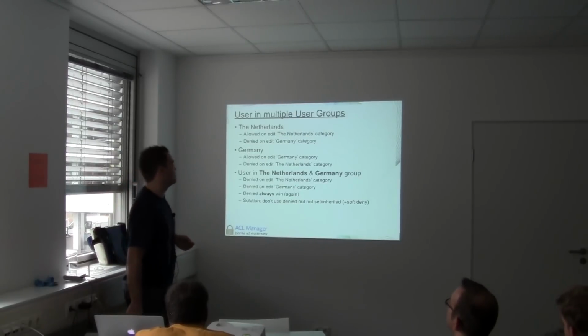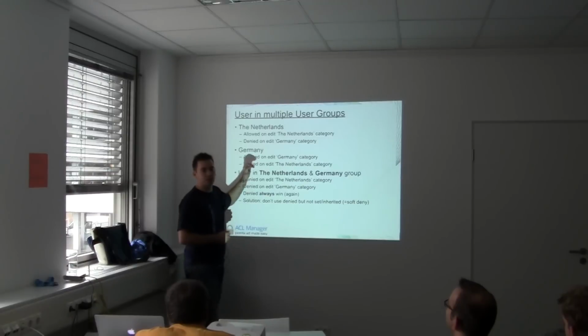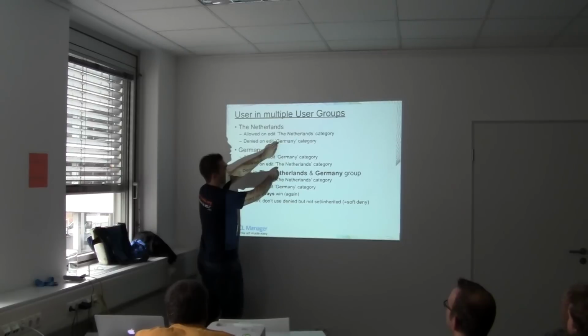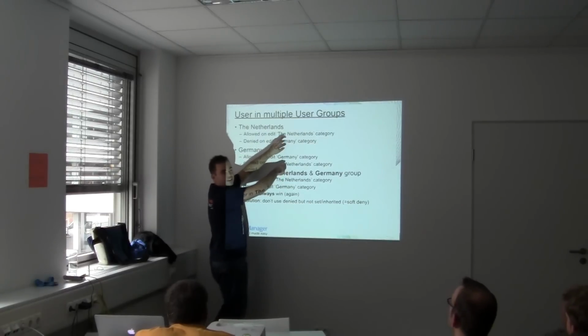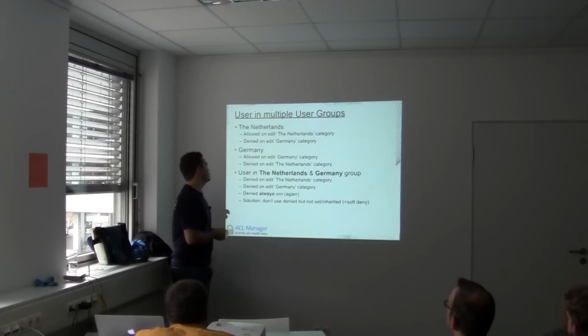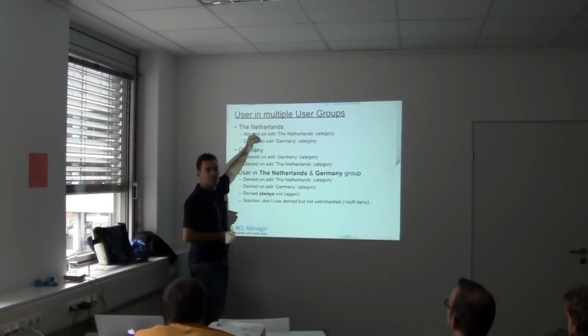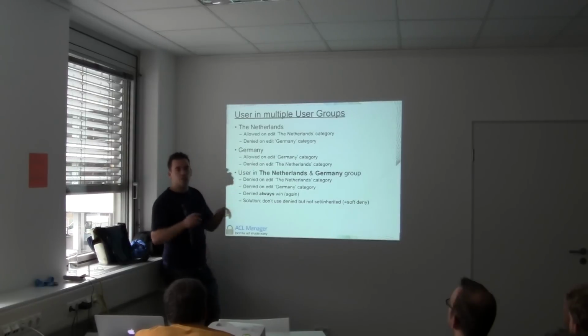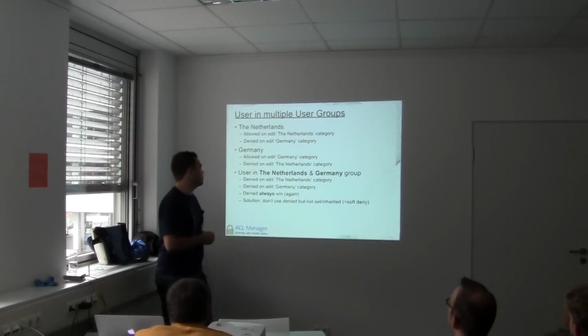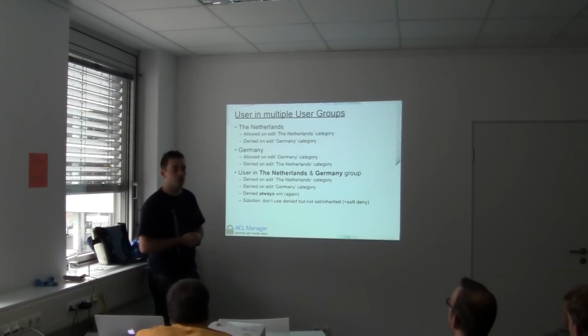He's not able to do anything, because denied always wins. So we have a denied on the Netherlands and a denied on Germany, so the user is not able to do anything with the categories. To prevent that, we simply do not set that denied. If you haven't set the allowed, of course, on a higher level, make your category structure so that you only allow the Netherlands category, leave it on not set for Germany and the other way around, and then a combined group will inherit both allows, so he's able to manage both allowed sections.